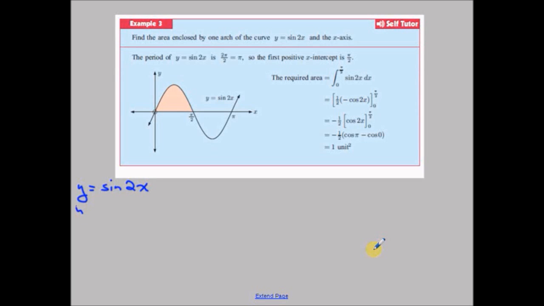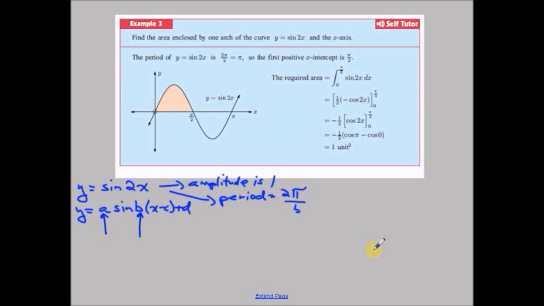So if we're thinking of this, y equals a sine (bx minus c) plus d, that's the general formula for a sine function. A is the amplitude. Okay, so for this function, the amplitude is 1. B helps tell us what the period is. So for this function, the equation is period equals 2 pi over b. And in this case, b is 2. So 2 pi over 2. So the period is pi.